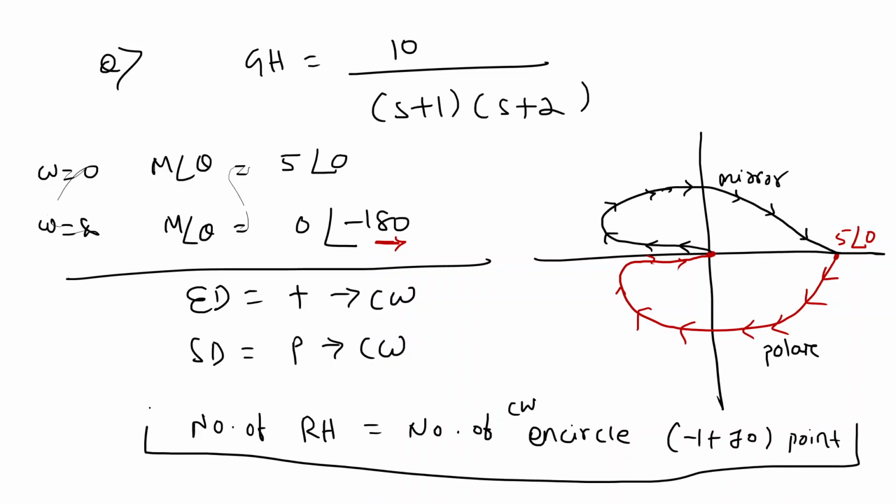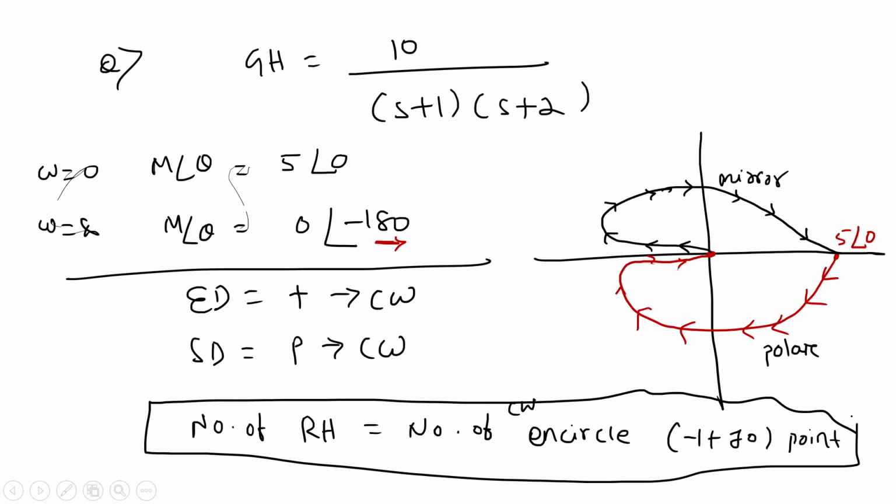If you understand this statement, then you can easily find out whether the system is stable or not, or how many poles are there in the right hand side and the left hand side. Let me quickly come to one question. Let me solve one question for that.